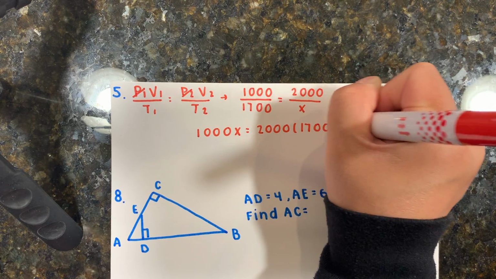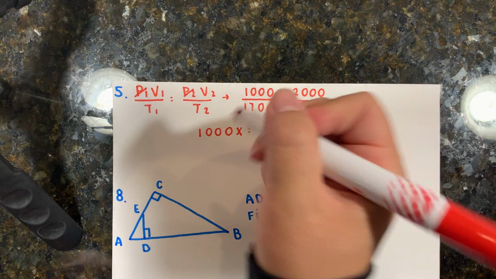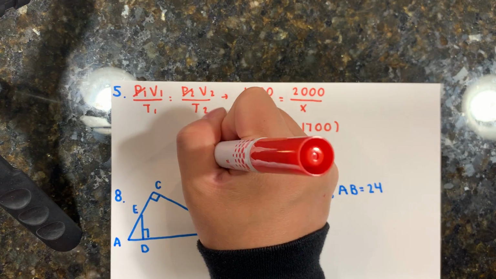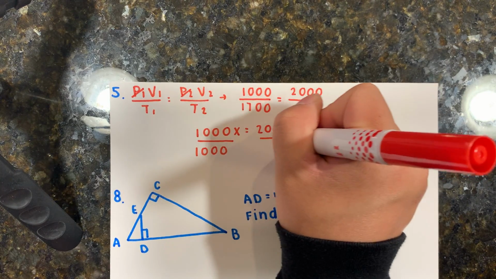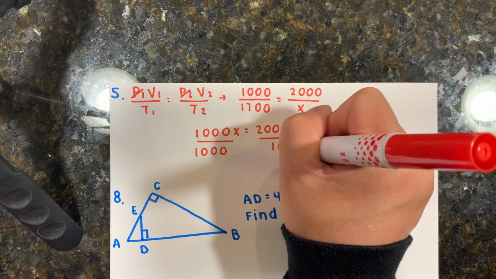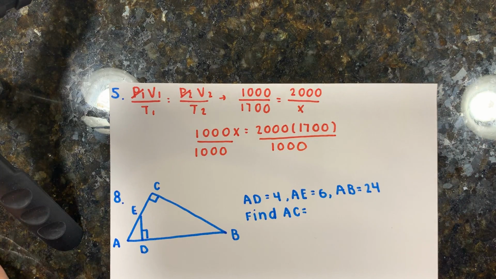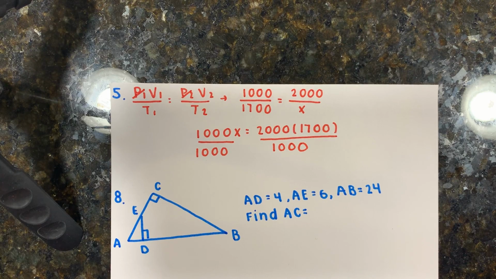times 1,700. And I'm going to divide both sides by 1,000. Which means that I'm going to have 2 times 1,700. And your answer should be 3,400.